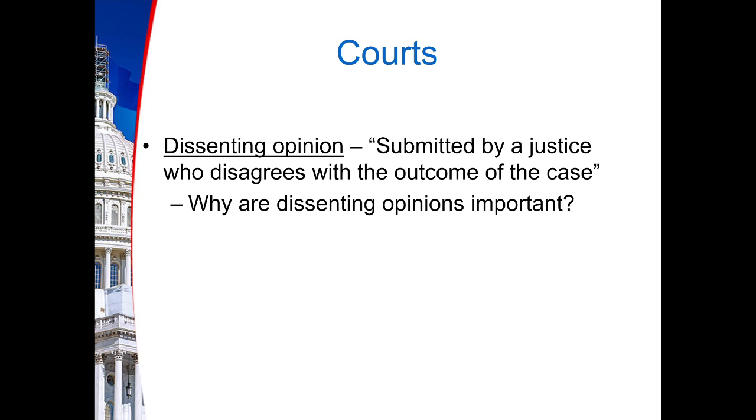The dissenting opinion is submitted by a justice who strongly disagrees with the outcome of the case, so strongly that they're willing to write down the reasons why the case should not have been decided that way. Dissenting opinions are also important because sometimes they become a basis for future majority opinions, particularly if in the future the Supreme Court decides that their past decision was in fact wrong. They might look to the dissenting opinion as the reason for why that decision was wrong.